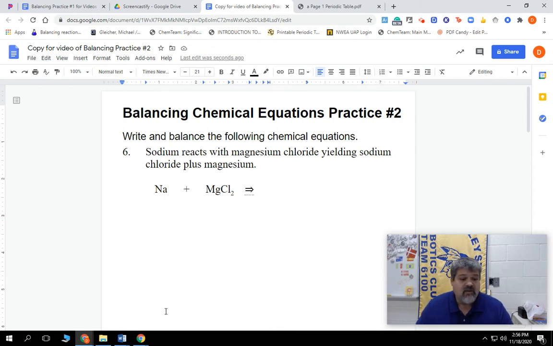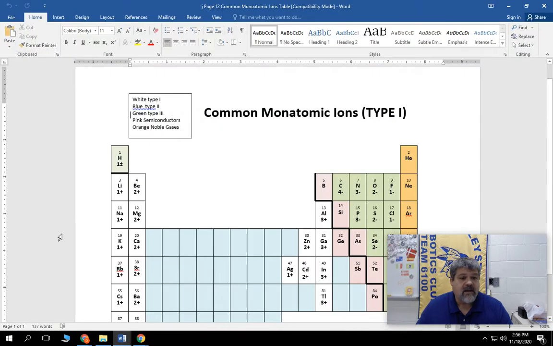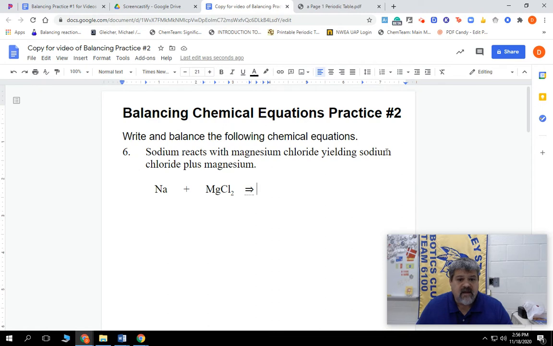Now, if I go back to our monoatomic sheet in our packet, we see that sodium is a +1. Chlorine is a -1, so they cancel each other out. So we're going to say that we only need one of each. So we need Na, and then Cl, and then magnesium, Mg. And this is going to be plus that. Now remember, once we have these formulas, they cannot change. We don't change any subscripts because these are the chemical formulas for those compounds.